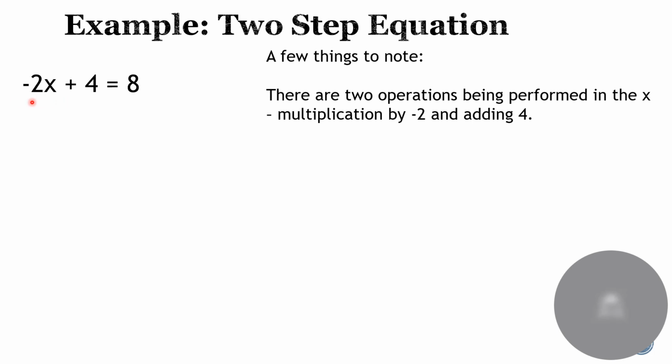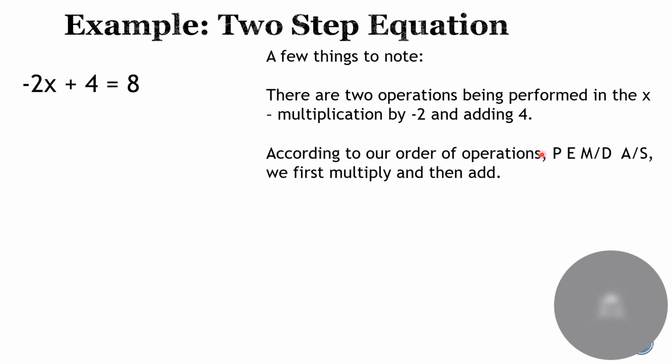So even if you don't see a times sign, okay. Now, if it's adding, you have to see a plus sign. If it's subtracting, you have to see a minus sign. But with multiplication, you do not have to write it. And then this is plus 4, so we're adding 4. So 2 operations, multiplication by -2 and an adding of 4.